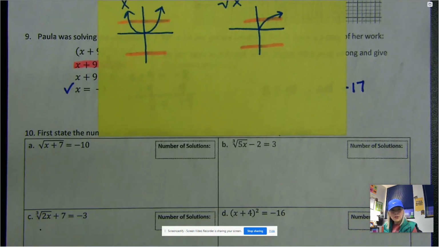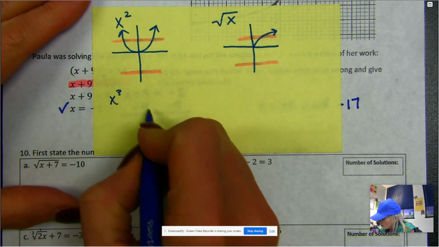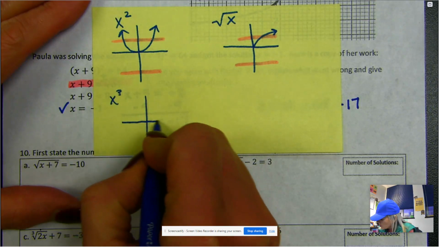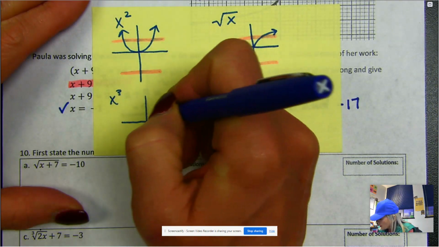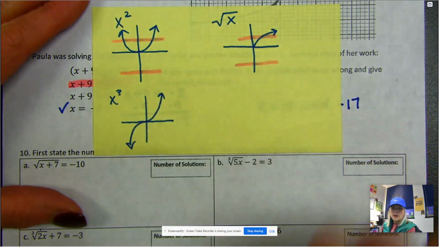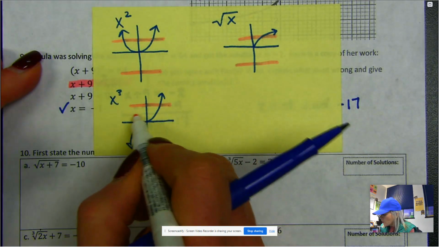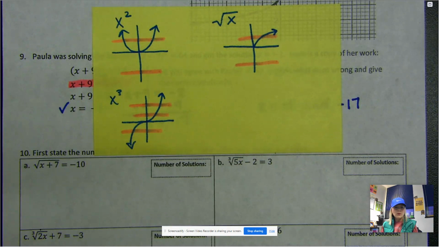And then when we get to x to the third and the cubed root of x, these functions, so x to the third looks like x squared on the right side, but on the left side, it kind of twists down instead. So no matter what value you've got, if it's positive or if it's negative, these always have one solution. Always. Always exactly one. They never have no solution. They never have two solutions. They only ever have one solution.